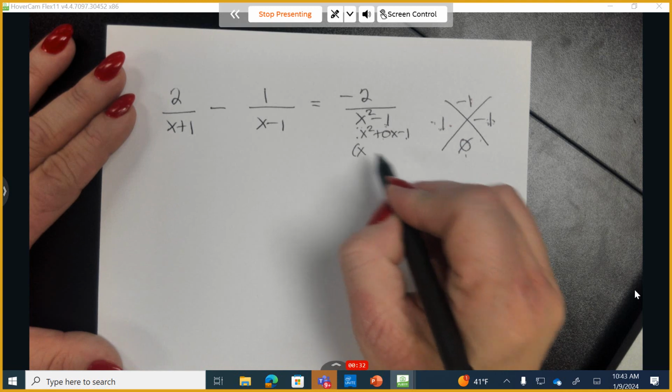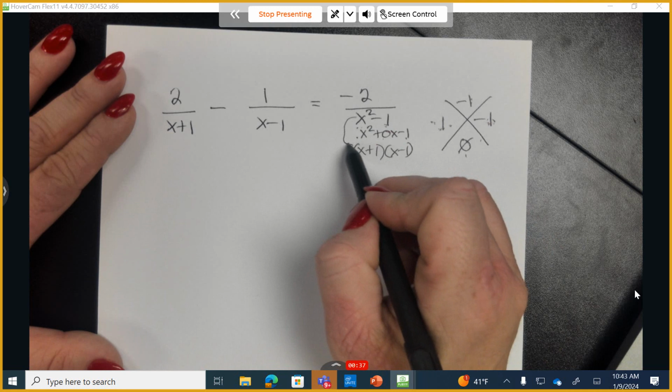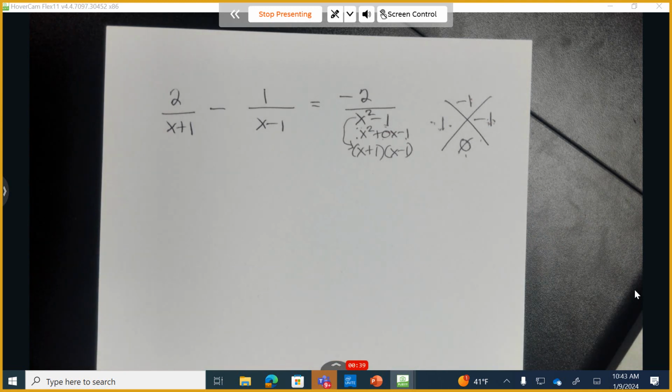Because the leading coefficient is 1, I get to do x plus 1 and x minus 1. That means that this is just simply rewritten as x plus 1 and x minus 1.